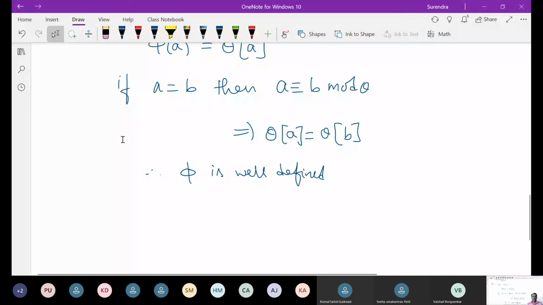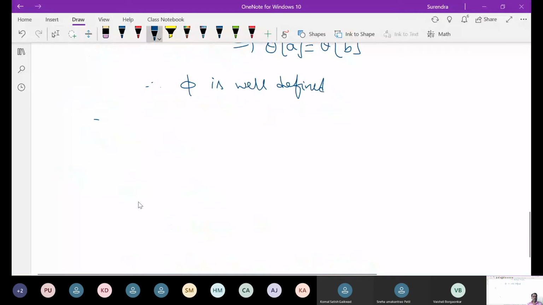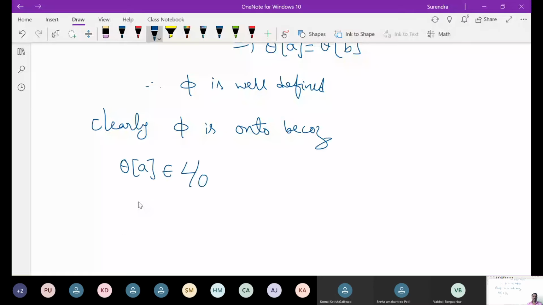Now our phi is well defined, and why is it onto? The onto is clear because the elements of L modulo theta are of the form theta of A for some A in L. So clearly that A is coming from L. If you take any element theta of A in L modulo theta, there is an A in L such that phi of A is our theta of A. So that's why clearly it is onto.